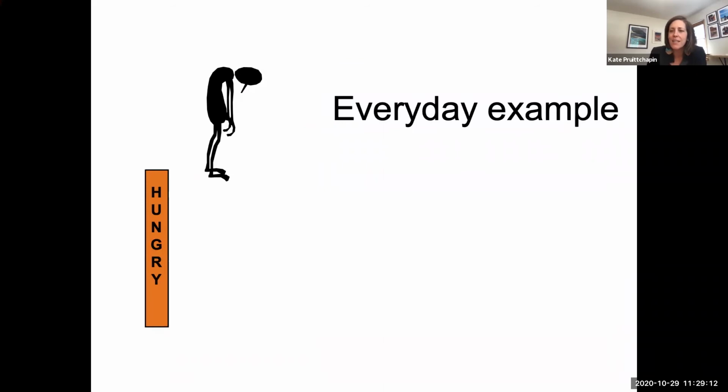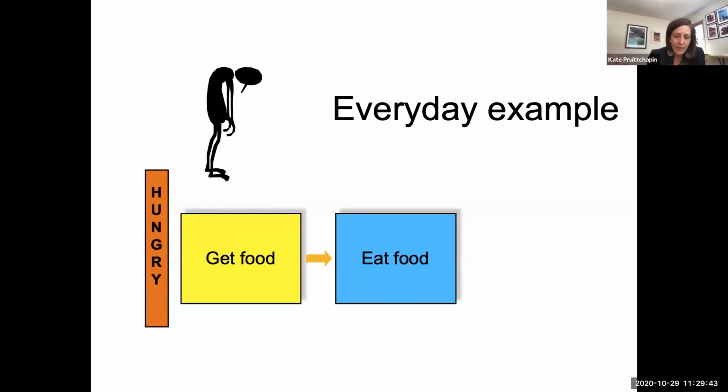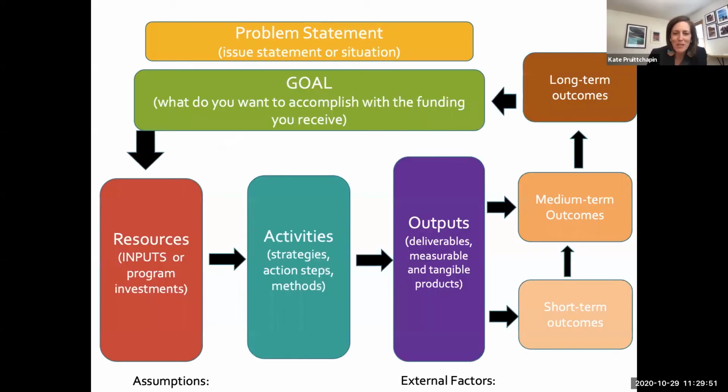In its simplest version, here is an everyday example. Our problem and need that we're trying to address is that we're hungry, right? What we need to do is identify the resources, which is food. We need to get food. The activity is that we are going to eat the food, and the result or outcome is that we feel better. This is a logic model in its simplest form.